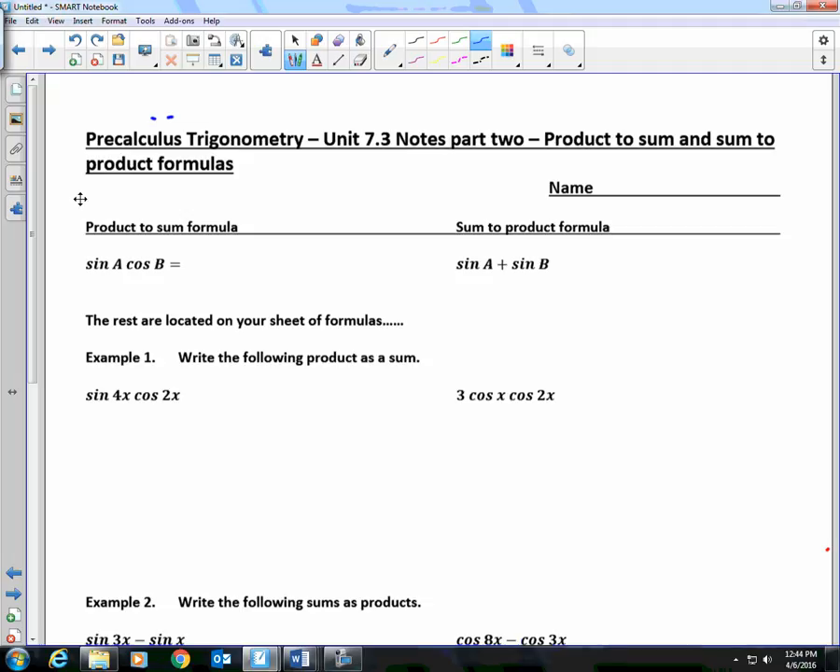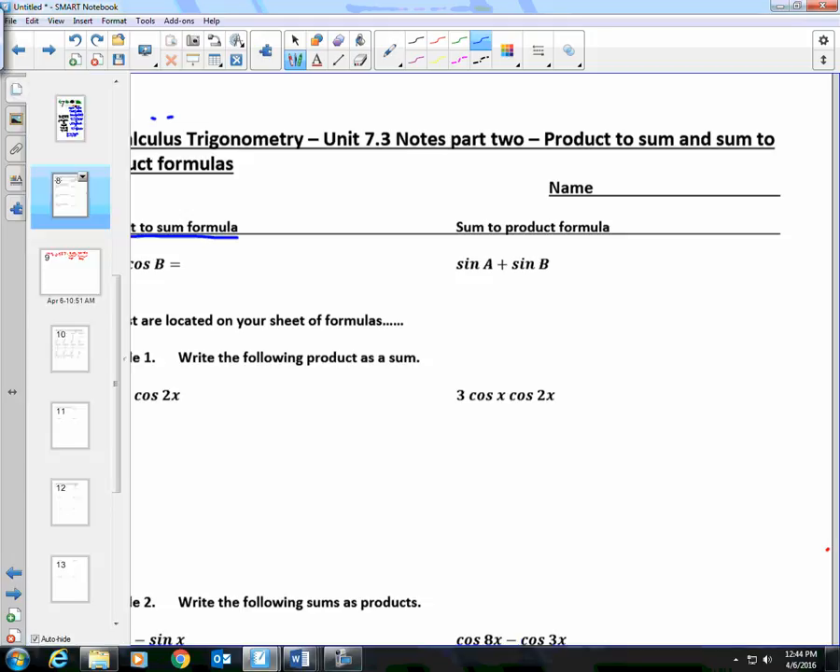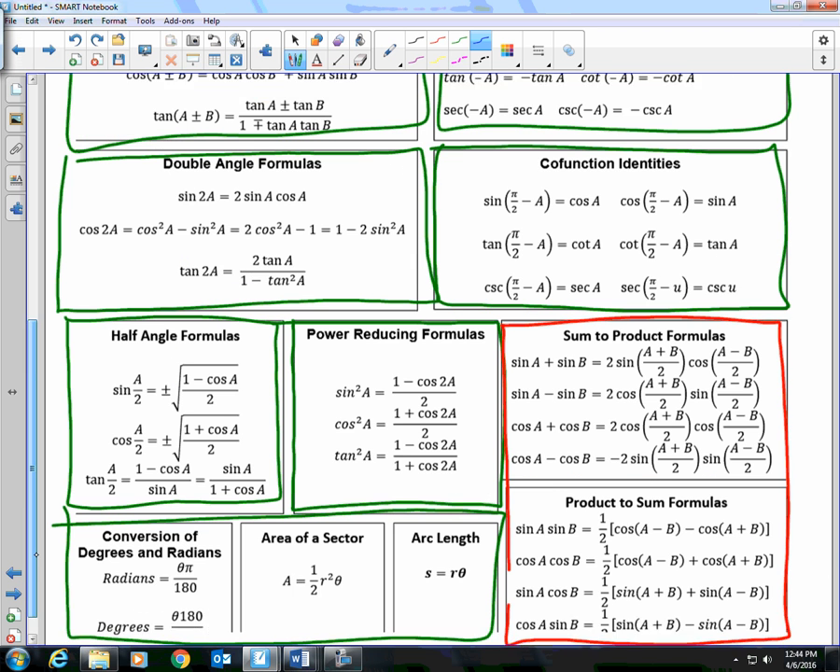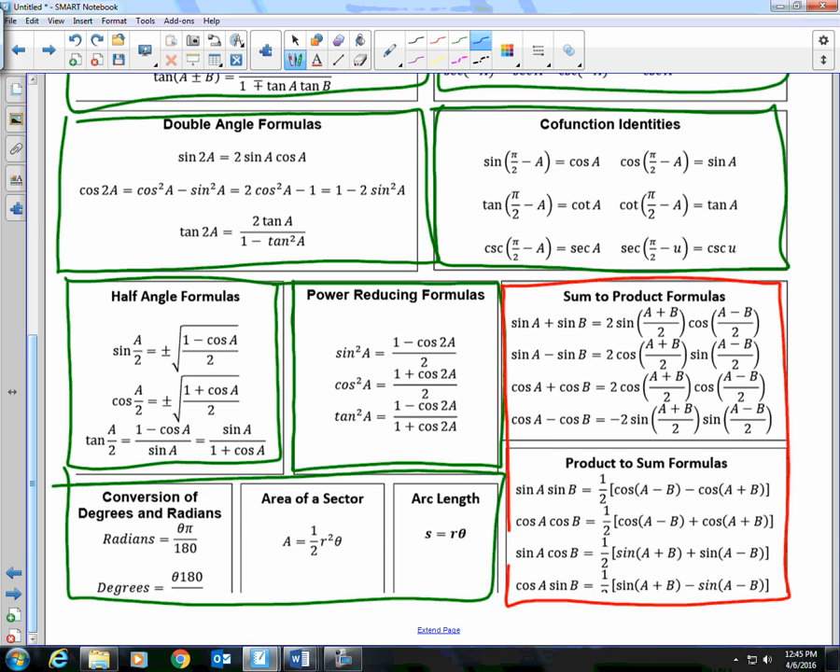It says product to sum formula. So I have a product, and I would like to figure out how to write it as a sum, using either addition or subtraction. It looks like I have sine and cosine. So let's look at our page. Which one is it? First, second, third, or fourth one? As I look, I'm looking for product to sum. So it's going to be this one, and it's sine times cosine. It is the third one right here. So I'm going to write that one down on the front of the page. You don't have to remember them, but you need to locate them and write them down.